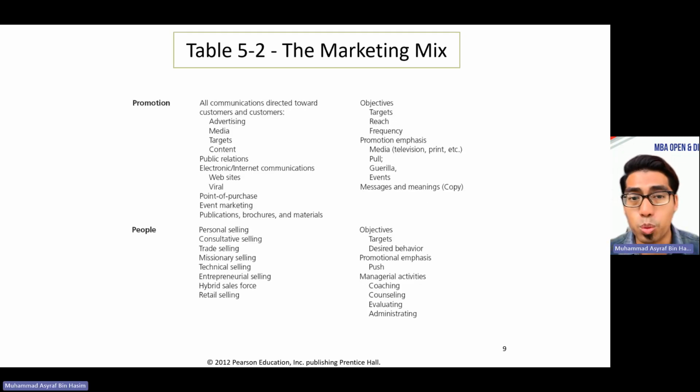Next, we have promotion. It's all about integrated marketing communication: all the communications done by the organization to share information with the customers, the promotions, advertisements, and so on. And finally we have people, the ones who assist in personal selling and consulting, all the people involved in these marketing activities.